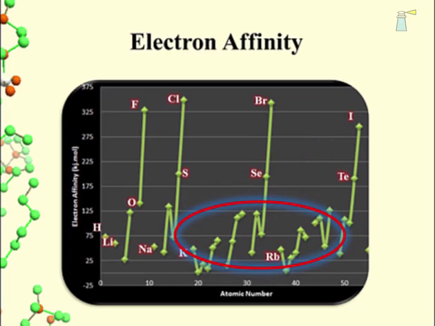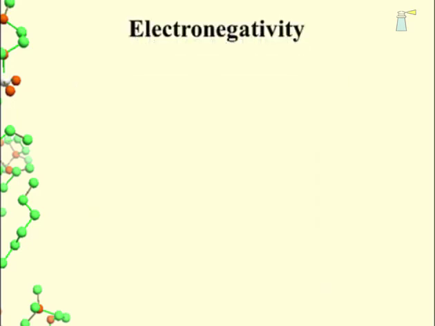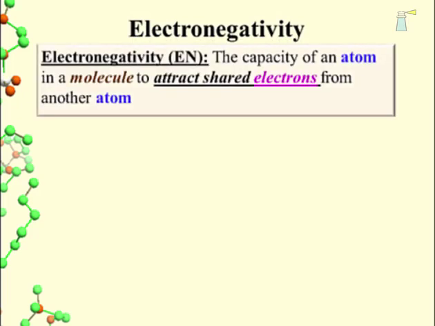All right, so far we've looked at the periodic trend in losing and gaining electrons. Now it's time to look at how well elements share electrons. That's called electronegativity, or EN, and it is the capacity of an atom in a molecule to attract shared electrons from another atom. Sharing electrons in a molecule is itself an important topic and is covered later in covalent bonding. For now, we'll just say that some atoms can and do share electrons.